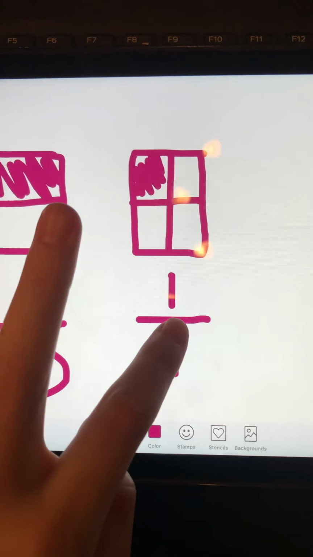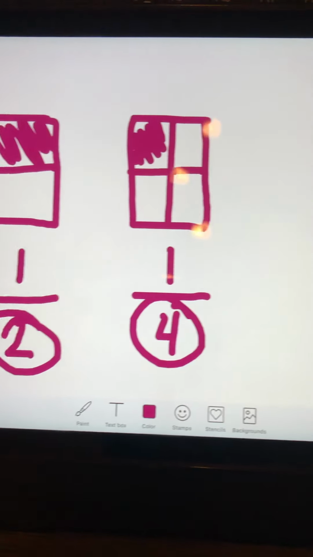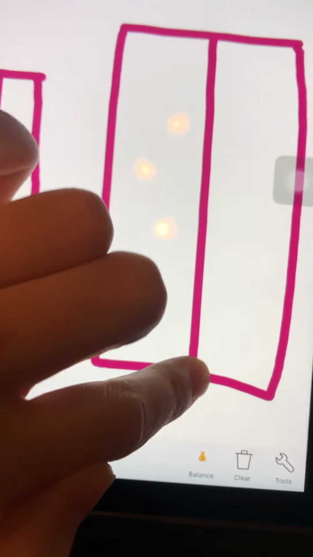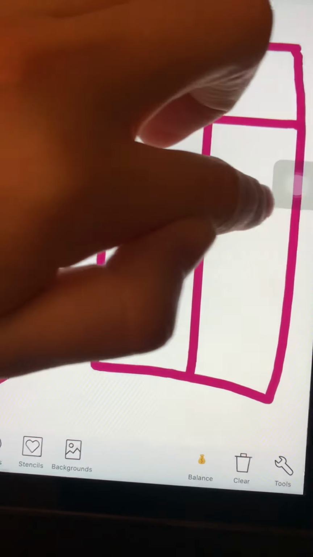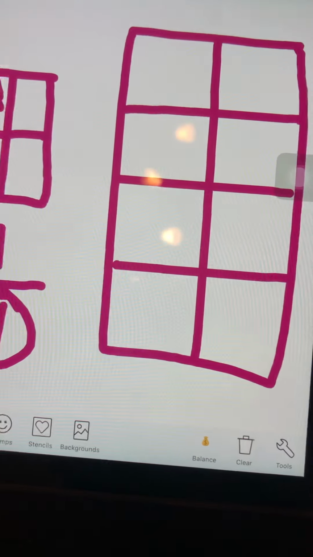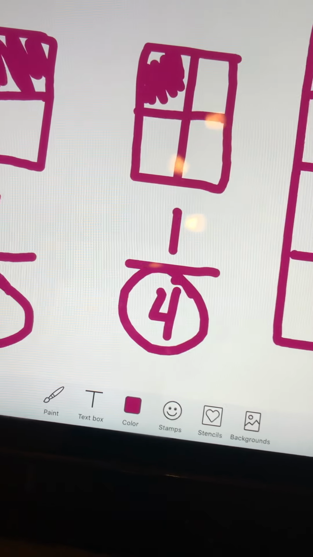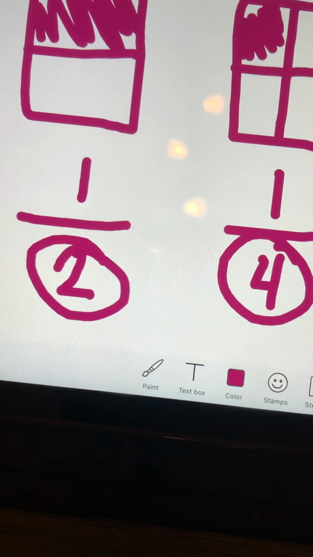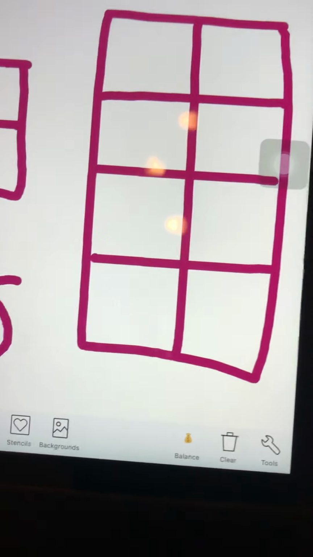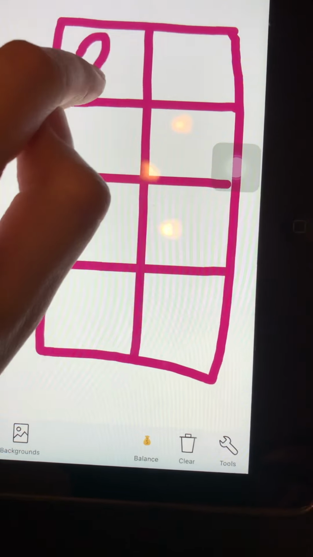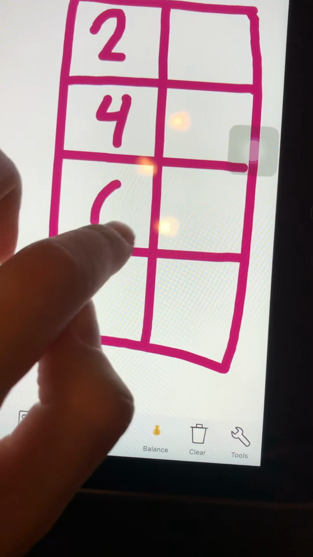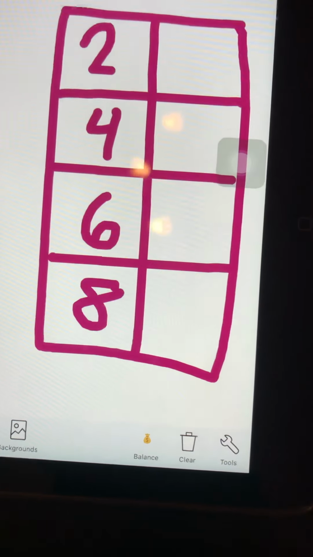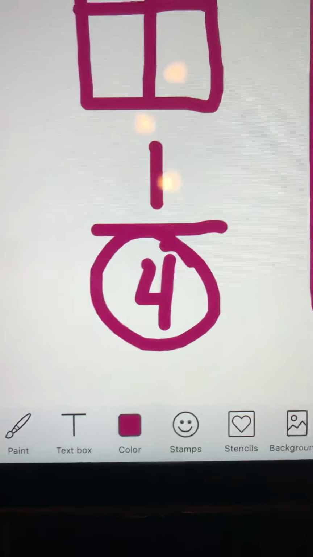So the very first thing that they want you to do is take a look at the denominators and make a little chart, and list out the multiples of each denominator. So I am going to start with the 2s: 2, 4, 6, 8.